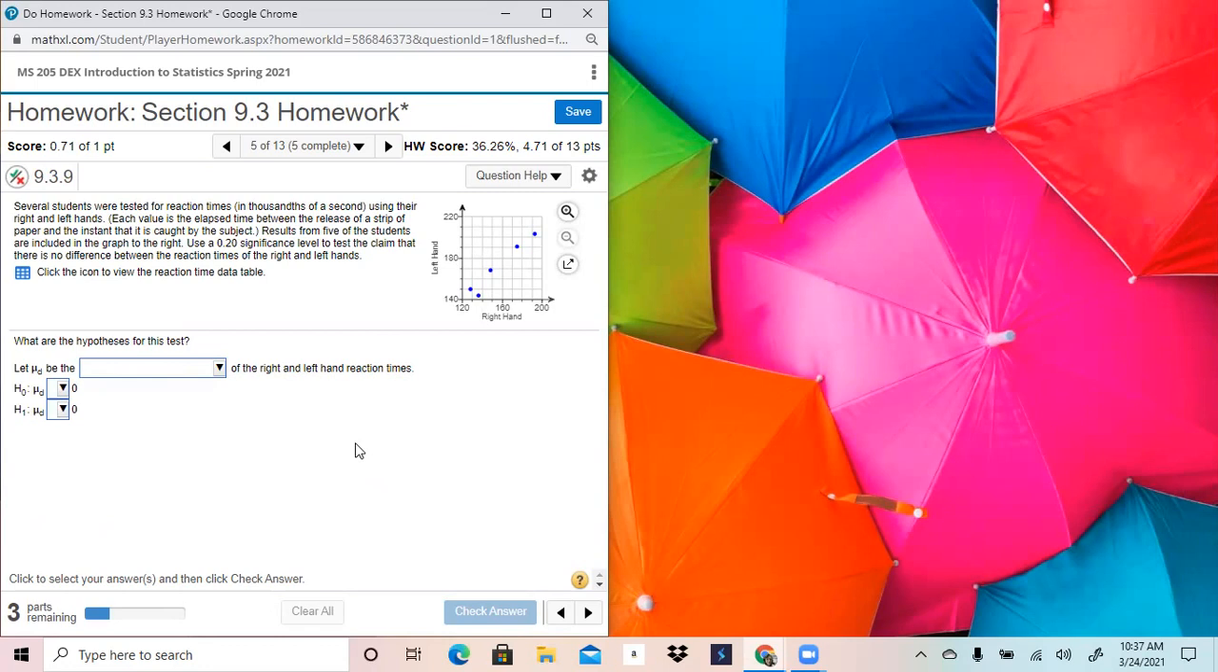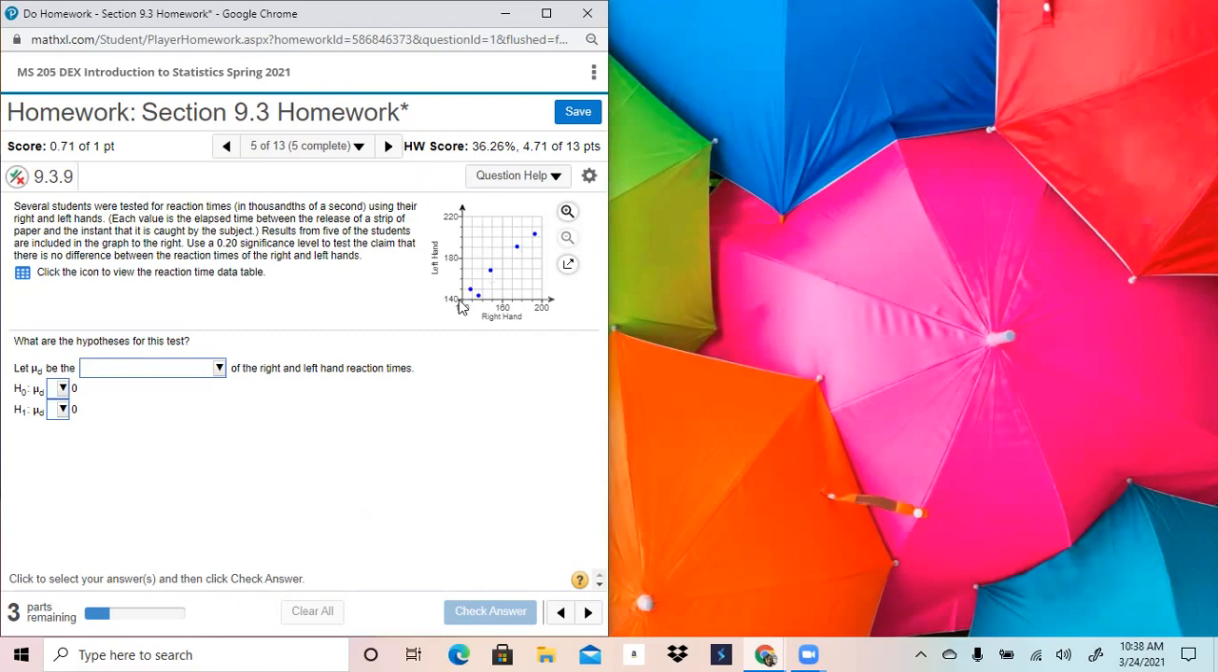Let's look at one more problem because this one's a little different. Several students were tested for reaction times in thousandths of a second using their left and right hands. Each value is the elapsed time between the release of a strip of paper and the instant that it's caught by the subject. Results from 5 of the students are included in the graph to the right. Use a 0.20 significance level to test the claim that there is no difference between the reaction times of the left and right hands.